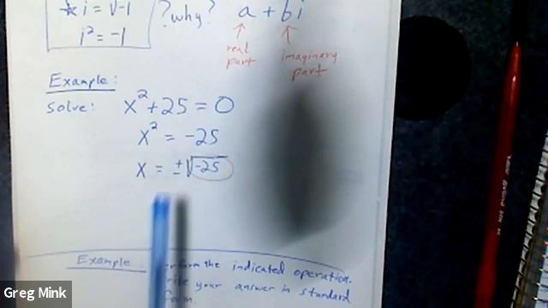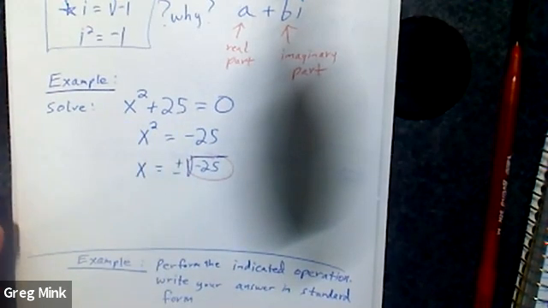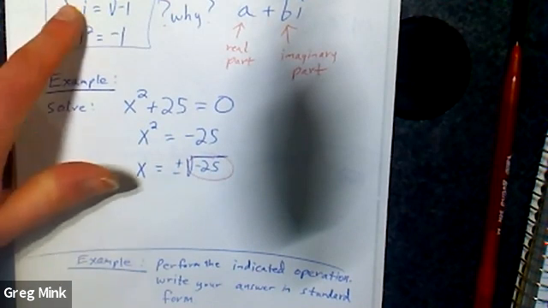The other strategy is to try to factor this, that's not going to work either. That's a sum of squares. If you remember, that does not factor. So that's where they introduced i.